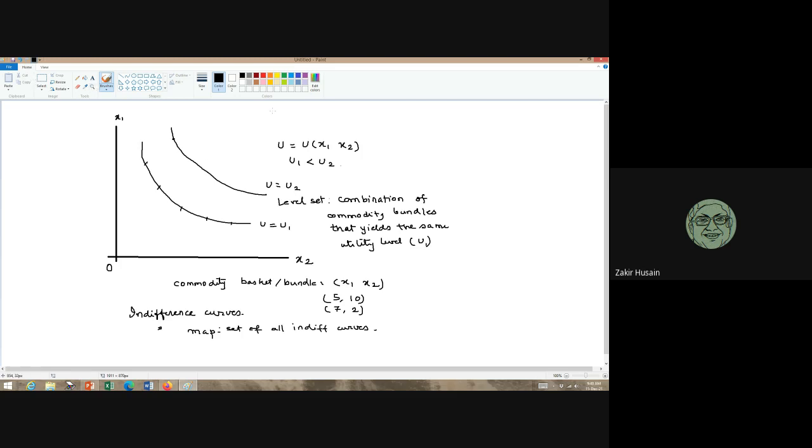Now, it's also possible that instead of u being a function of x1 and x2, it can also be a function of 3 commodities or even 4 commodities, and so on. The extreme case, the general case, is n commodities. Theoretically, we can draw level sets for all of them, for 3 commodities, for 4, for n. The problem is that it's not possible to draw the diagrams over here.